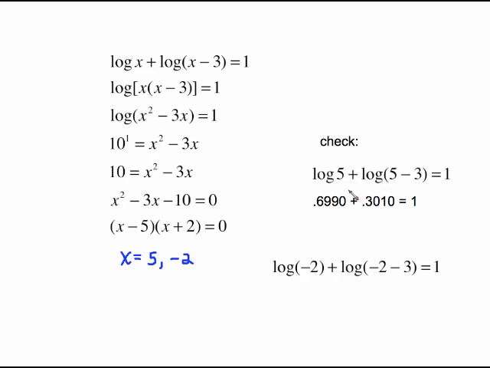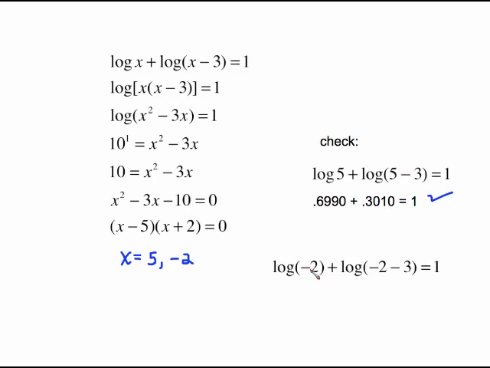So let's check. Here's my check written out for the 5. Now because this is plain old log, which is base 10, it's located on your calculator. So you can use your calculator to check this. Log of 5 is approximately 0.690. Log of 2, which is what that is, is 0.3010. Add that up and we get 1.